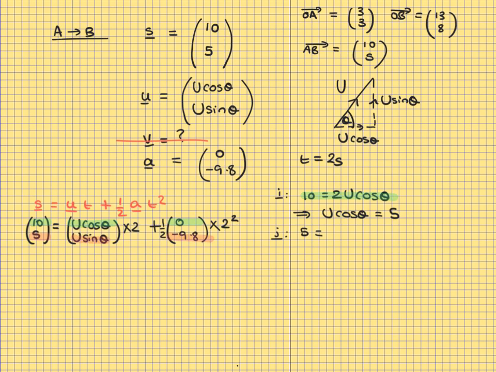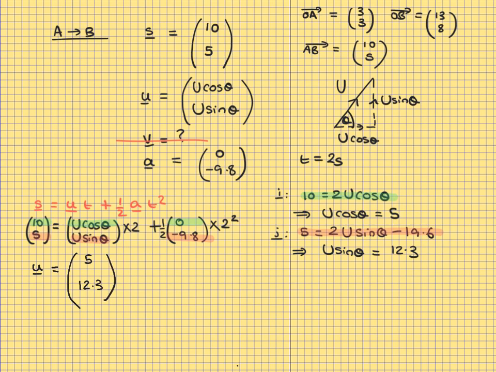So let's finish that off. So 5 is equal to 2u sine theta minus 19.6, and I can rearrange that to give me u sine theta is equal to 12.3. So I now know the two components of my velocity vector, u, which is equal to 5 and 12.3.